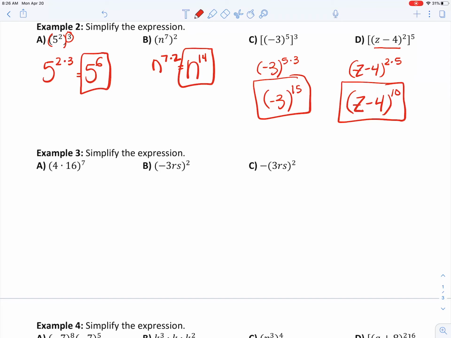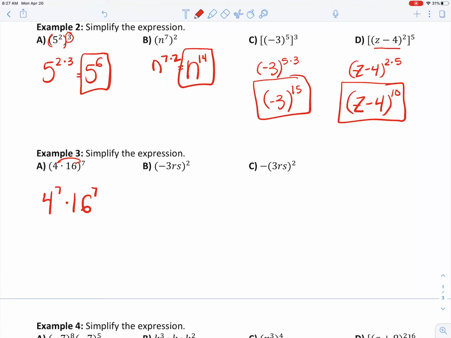Okay, example 3. Simplify the expressions. So now this is similar to our property 3 that we were talking about above, where we can really just distribute that exponent to each of these. So we have 4 to the 7 times 16 to the 7.